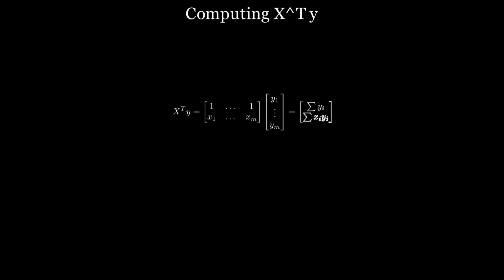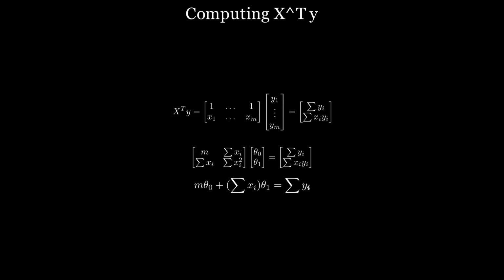Next, we calculate X transpose Y. This gives us the sums we need for our final formulas. Plugging these into X transpose X theta equals X transpose Y gives us a system of 2 equations. This is where we transition from matrix form back to scalar equations. This matrix equation represents 2 scalar equations that we can solve simultaneously.